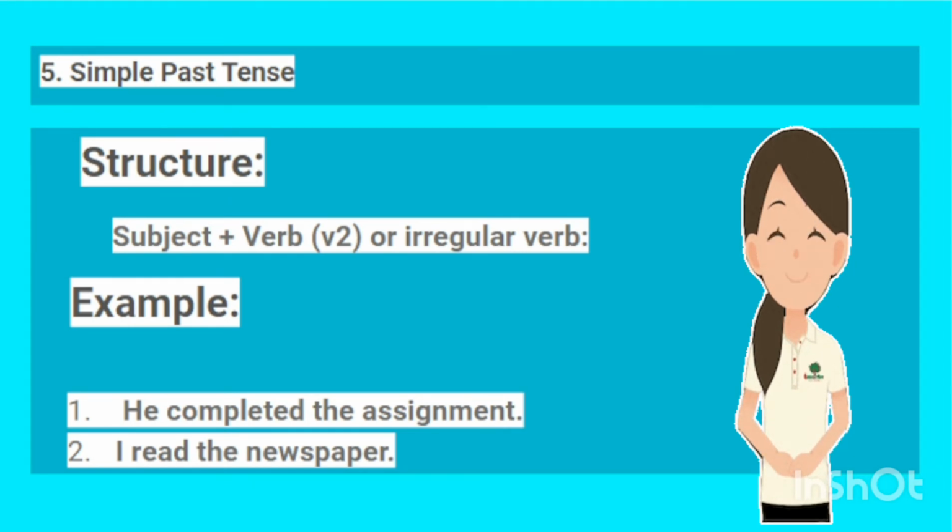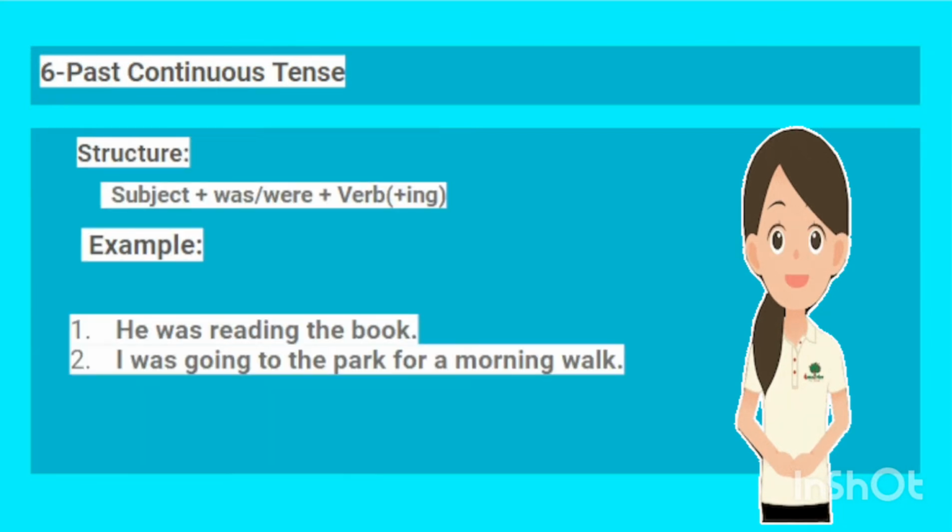The formula is subject, second form of verb and then object. For example, he completed the assignment, I read the newspaper. Then I will discuss the past continuous tense.